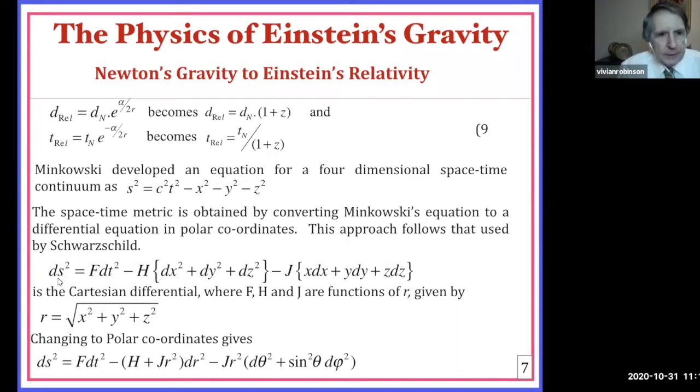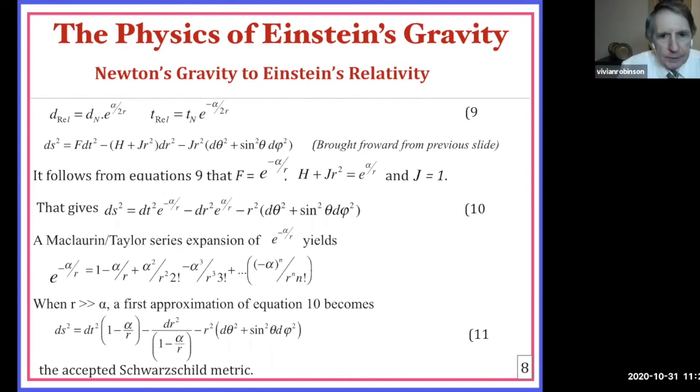The Cartesian differential of Minkowski's equation becomes ds squared equals f dt squared minus h times dx squared plus dy squared plus dz squared minus j times x dx plus y dy plus z dz, all squared, where f, h, and j are functions of r given by r equals the square root of x squared plus y squared plus z squared. Changing this to polar coordinates gives ds squared equals f dt squared minus h plus j r squared times dr squared minus j r squared times d theta squared plus sine squared theta d phi squared.